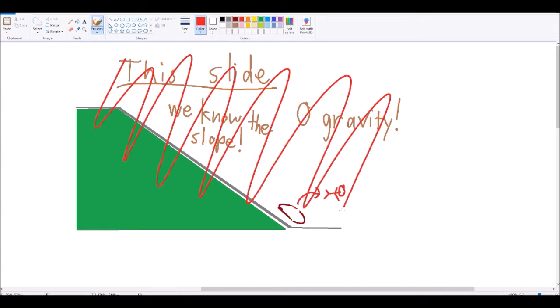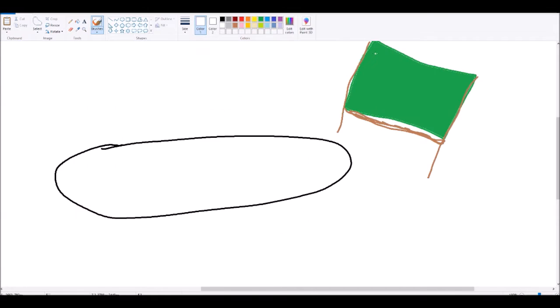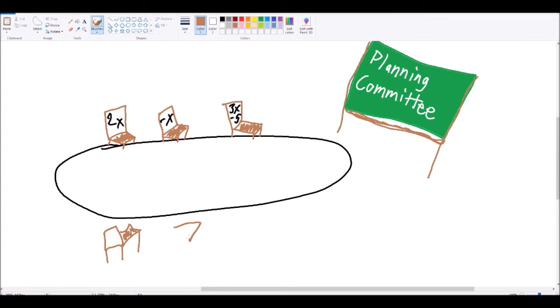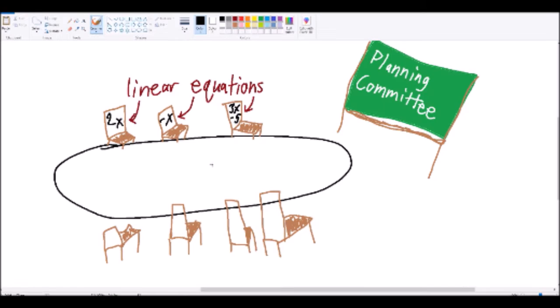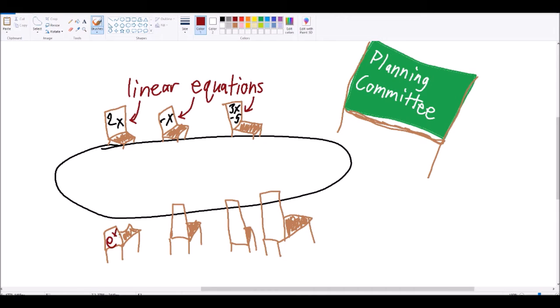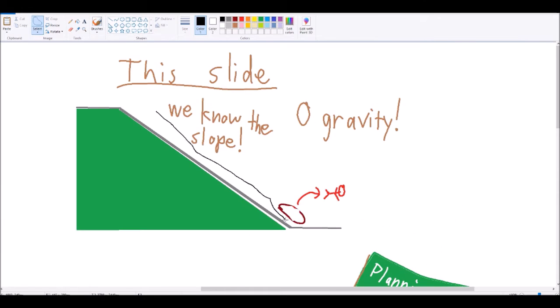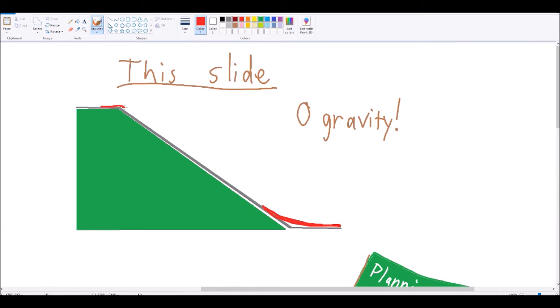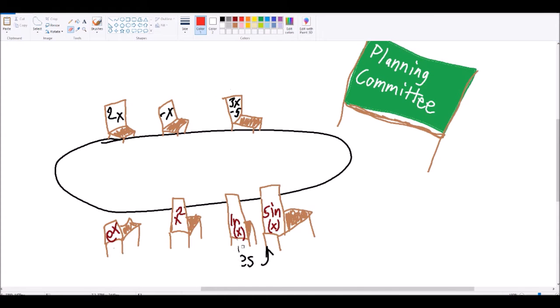Okay, we need to fix this slide. The main issue is that it was built by linear equations. While the methodology is straightforward, they produce a boring and unsafe slide. So let's bring some fresh voices into the planning committee, like e to the x, x squared, sine of x, and natural log of x. They can help smooth out the bottom and top. But now, how will we know the steepness at any given point?